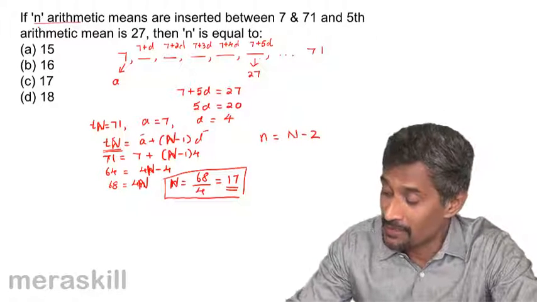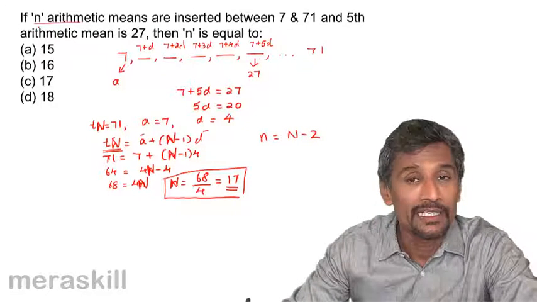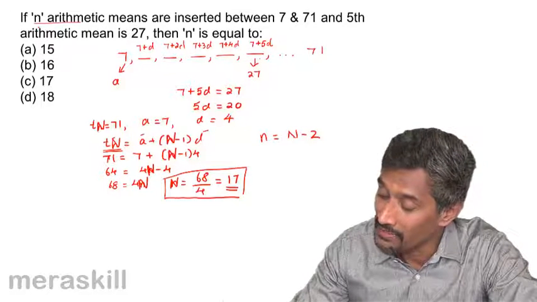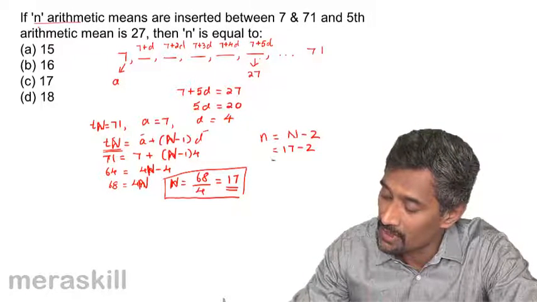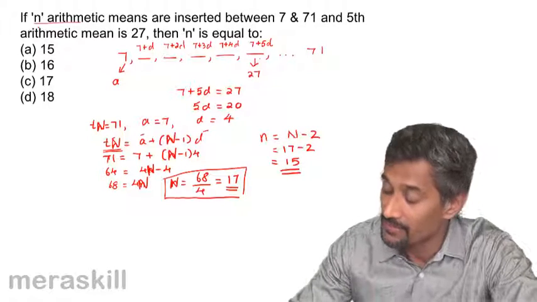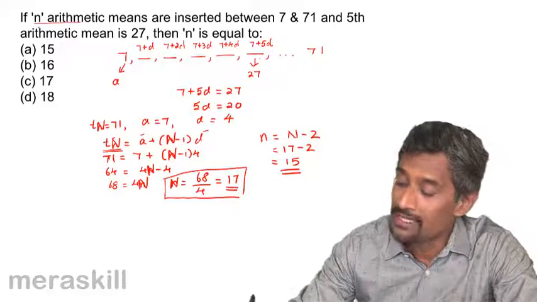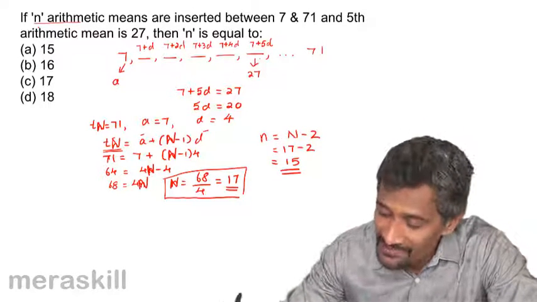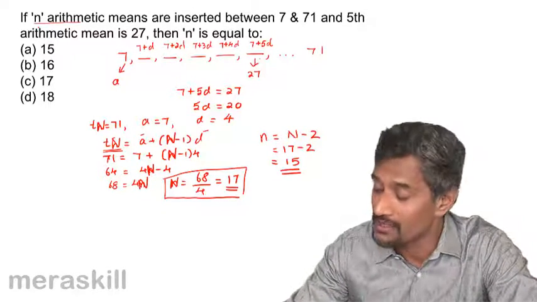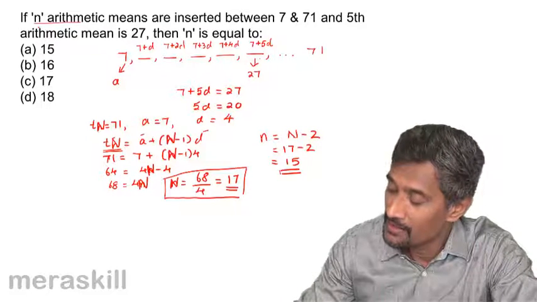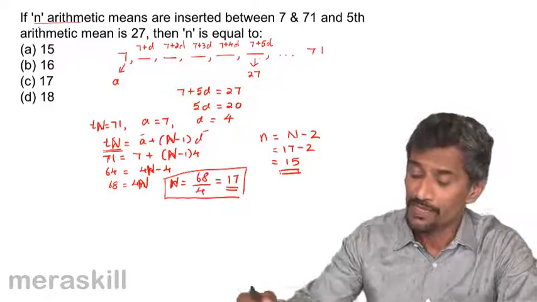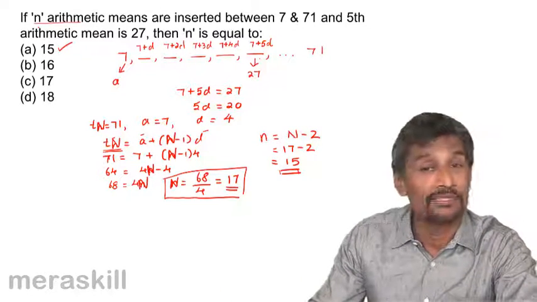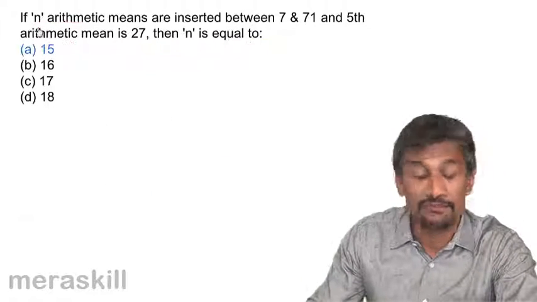So the capital N, the total number of terms, is 2 more than the total number of arithmetic means. So n is going to be N minus 2, that is 17 minus 2, that is 15. That means including 7 and 71, there are 17 terms. So the number of arithmetic means that have been introduced are 17 minus 2, that is 15. Right, so our correct answer is going to be 15 and not 17. Yes, and we do have it right here.